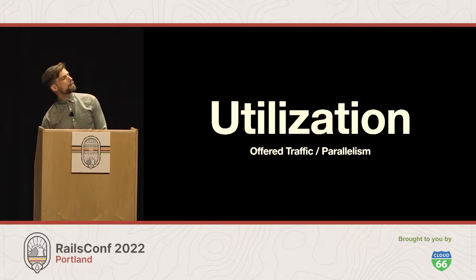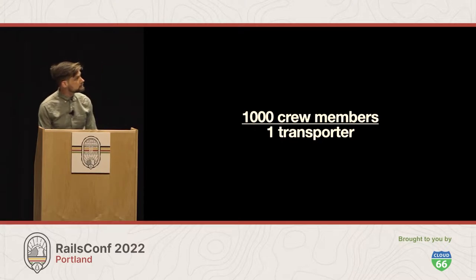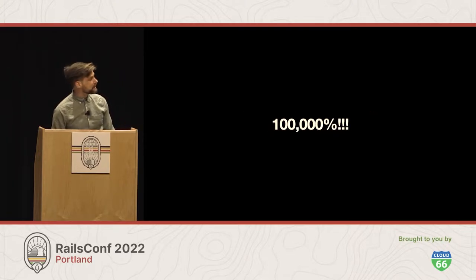So in this case, if we have 41.5 offered traffic, what's the parallelism required to beam off 1,000 crew members? Well, with a single transporter, just a single transporter pad, and not a full, you know, 6, that's going to be like 100,000% utilization. So we're going to have saturation. We're over 100%. So people are going to have to wait. And waiting sucks, but especially in an emergency situation.